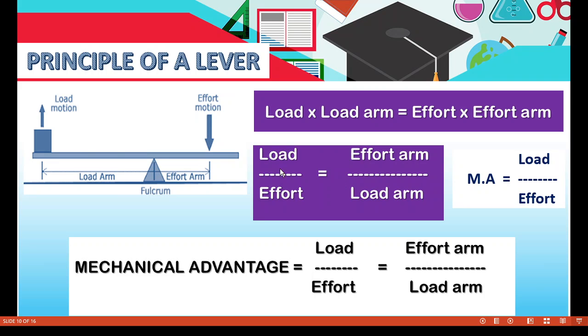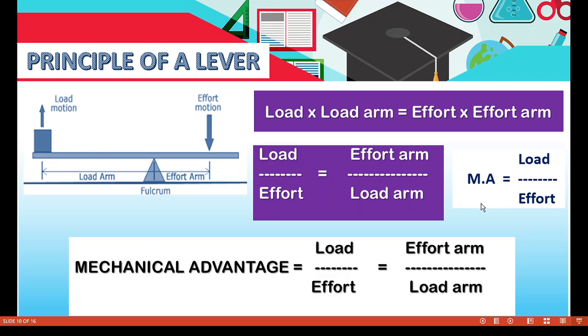So once again, look at the left hand side. Left hand side, what do you have? Load to effort. So this can be rewritten as a mechanical advantage. So mechanical advantage, that is load to effort, is equal to the effort arm by load arm. So this is another way of defining mechanical advantage.